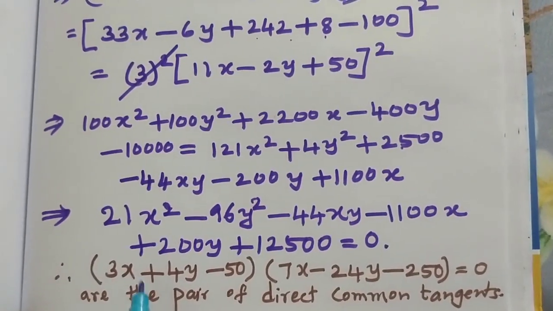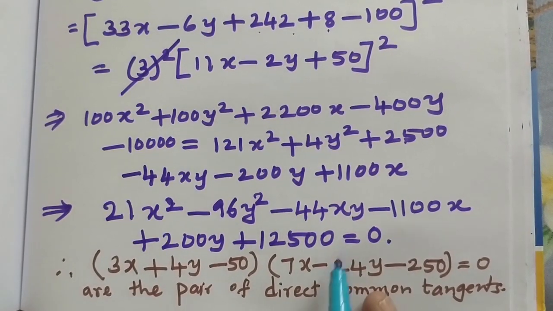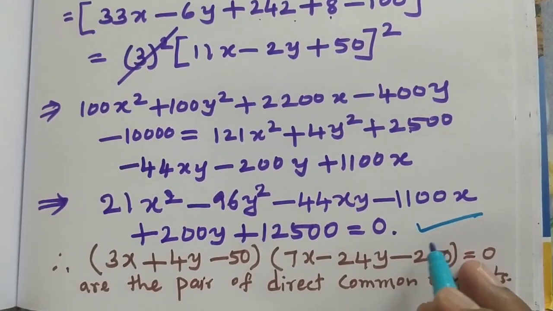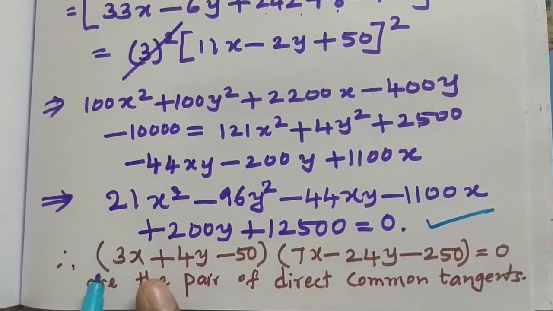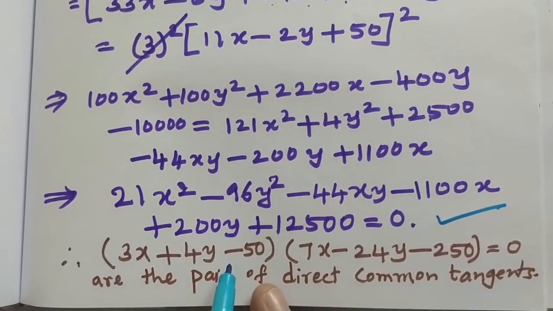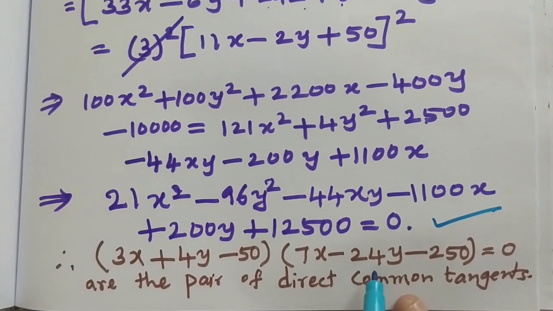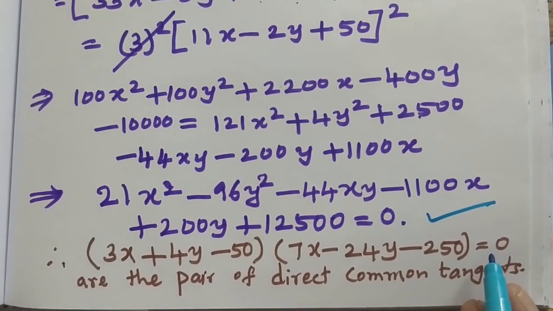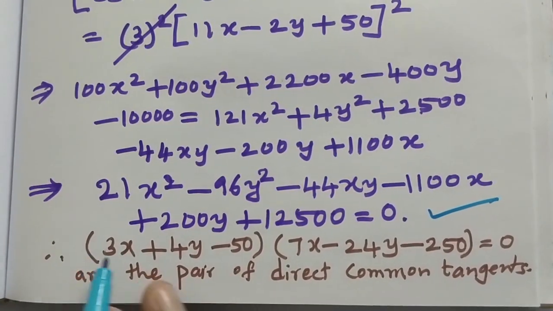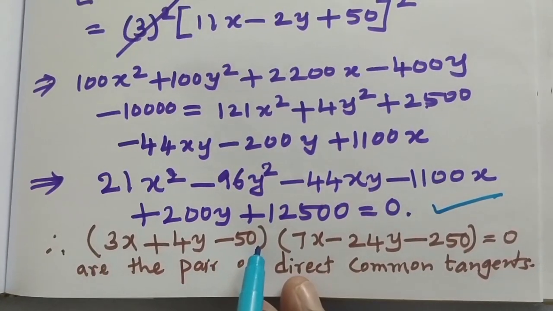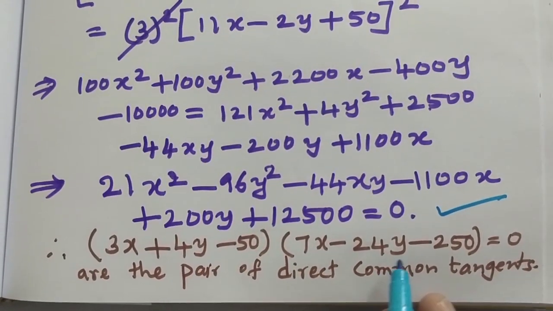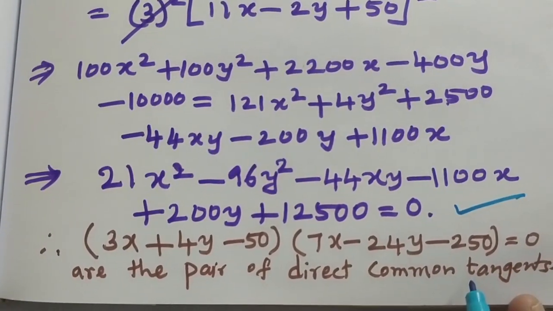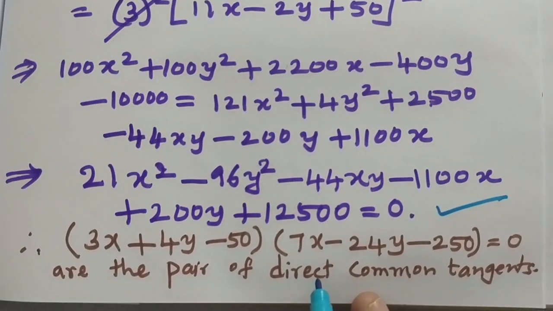Okay, this much is enough. If you want to write and factorize this, you get 3x plus 4y minus 50 into 7x minus 24y minus 250 is equal to 0. This gives you 3x plus 4y minus 50 is equal to 0 and 7x minus 24y minus 250 is equal to 0. These are the direct common tangents to the given circles.